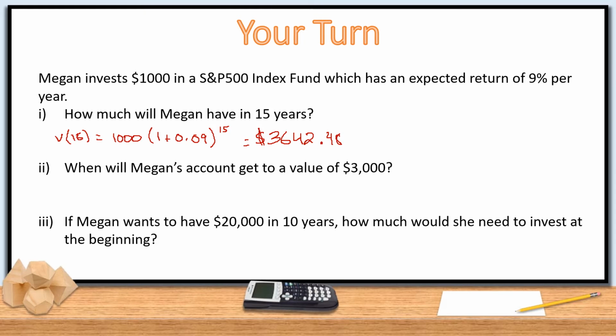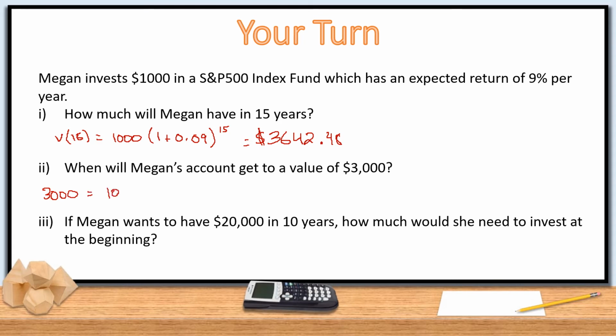All right, when will Megan's account get to a value of 3,000? So this time we want the value to be 3,000. We know after 15 years it was 3,600, so that means it's going to be less than 15 years. It's more than double, so it's going to be more than 8. So it's going to be somewhere between 8 and 15. So we know we have a ballpark at least.